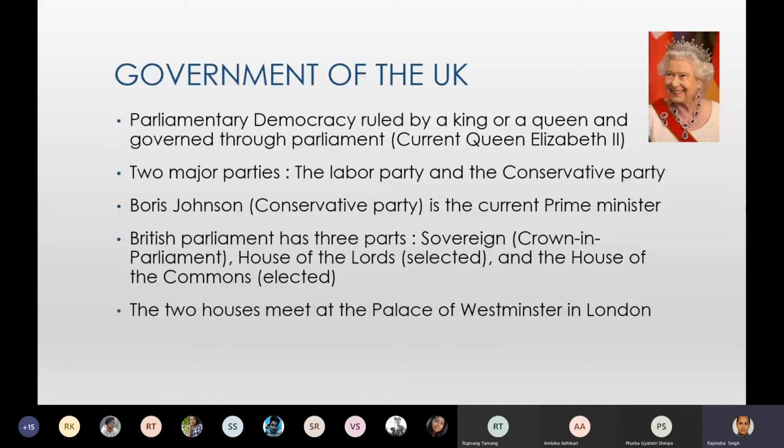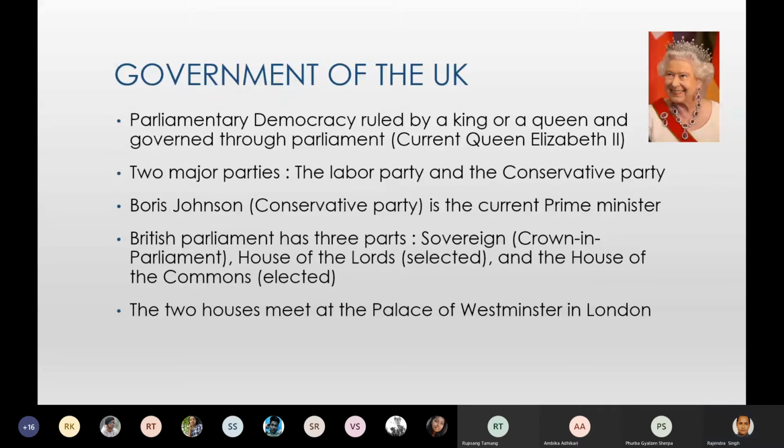Let's talk about the government of the United Kingdom. It is a parliamentary democracy with the king or the queen on top. That means the queen or the king rules the country, or the jurisdiction, but the laws are made by the parliament. It is similar to what Nepal was, I think, a decade ago, when there was a king. There was a king in Nepal, right?